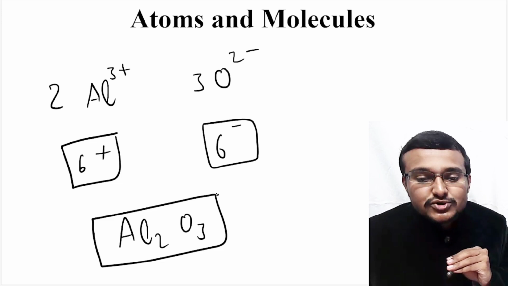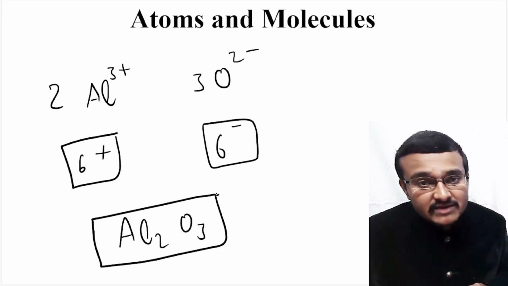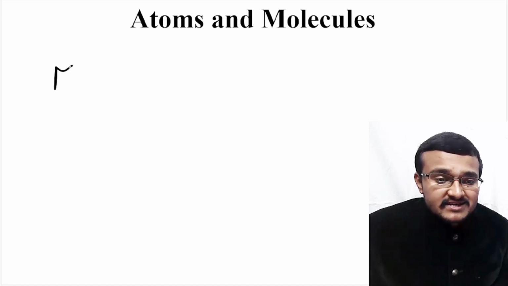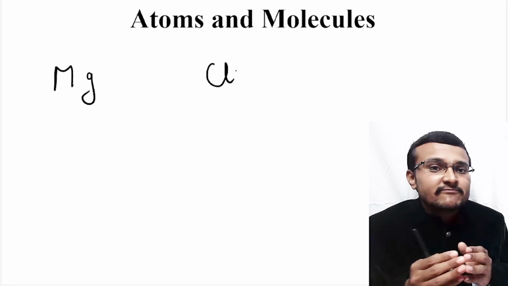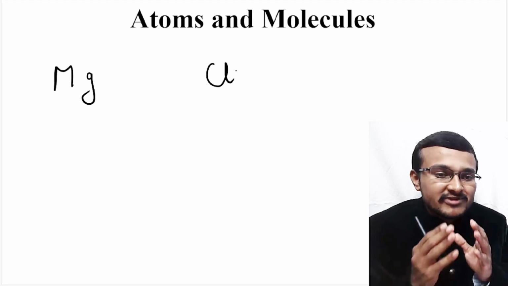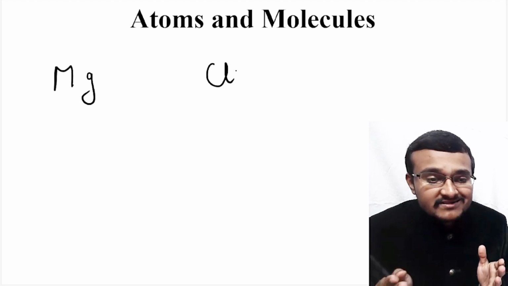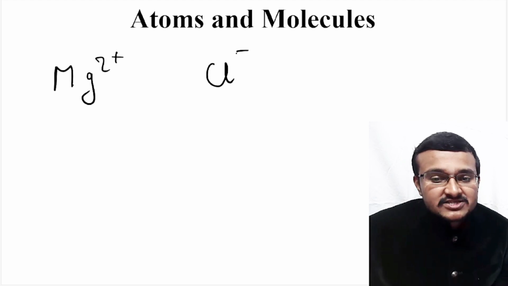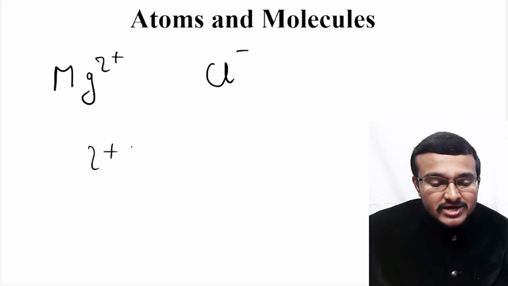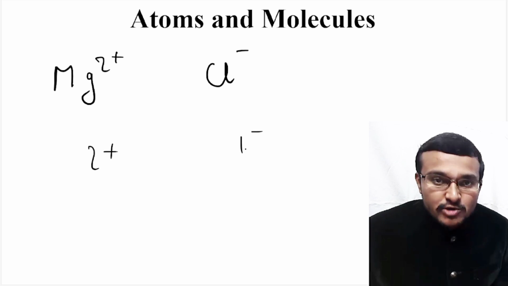So this is how you should actually write a particular chemical formula. Now if I consider magnesium as one element and chlorine as another element, and I want to form a stable compound between magnesium and chlorine, then the charge of magnesium is 2 plus and the charge of chlorine is 1 minus. So here 2 plus should cancel 1 minus, which is not possible.